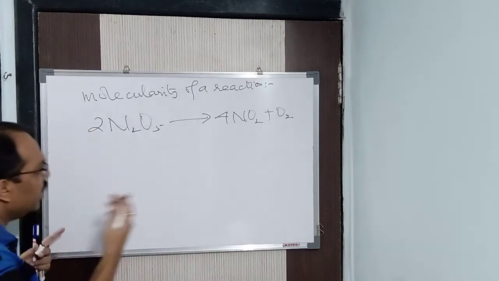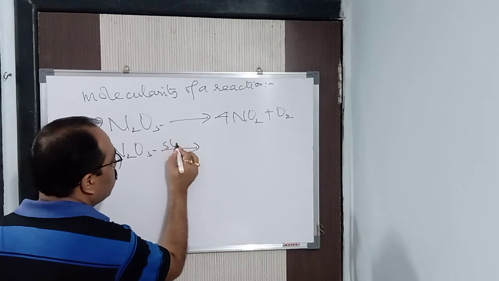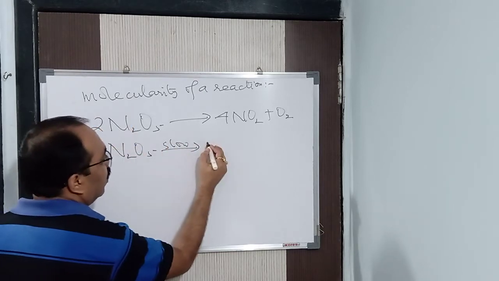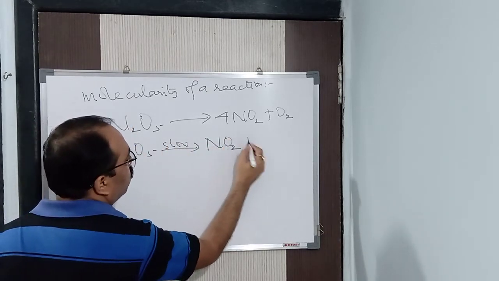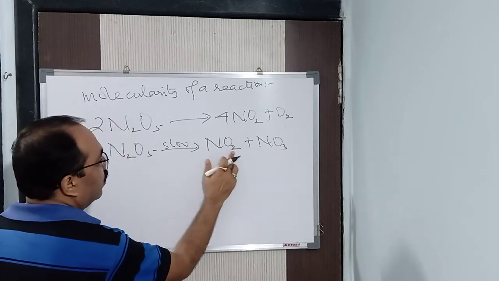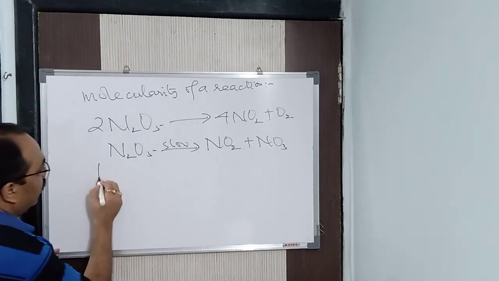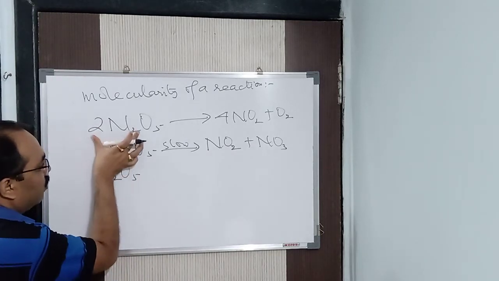How do we know that? It will be given to you, don't worry. It will be given that N2O5 is in the slow step. One molecule first will decompose to give you NO2 plus NO3. Add it up: 2 N, 5 oxygen, 5 oxygen. Done. Now, in the next step what will happen? Another N2O5, now 2 molecules are taken.